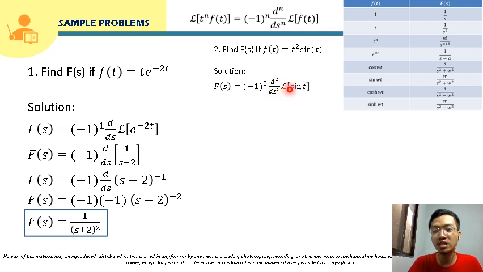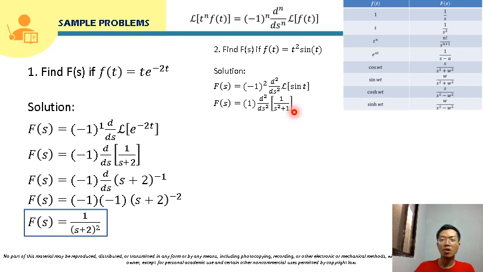So meaning to say, we will derive the Laplace transform of sine t twice. Okay, so let's first solve for the Laplace transform of sine t. So from the table, the Laplace transform of sin wt is w over s squared plus w squared. In this case, our w here is 1, so that will just be w squared or 1 squared, which is just 1. So this will now be the Laplace transform of sin t. Okay, so we will derive this, 1 over s squared plus 1, twice.